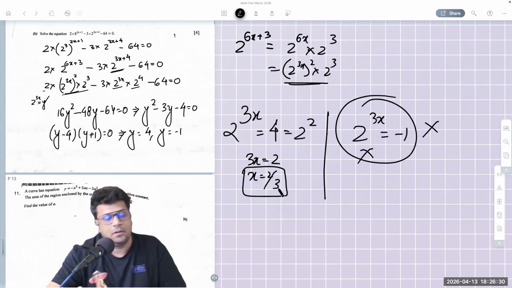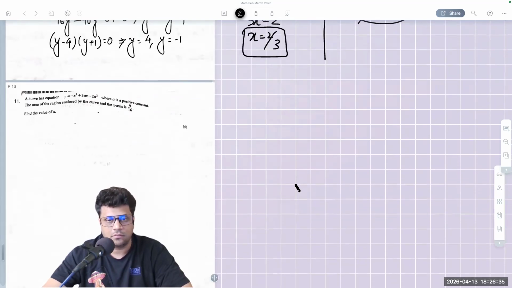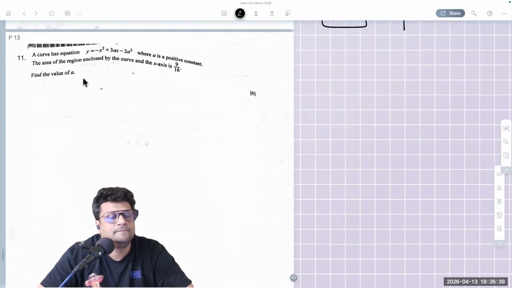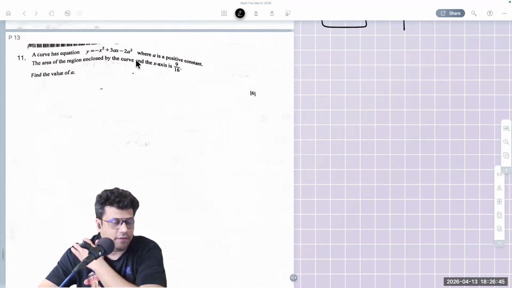Okay. Now let's go do another one. The area of the region enclosed by the curve and the x-axis is 9 by 16. Find the value of a.